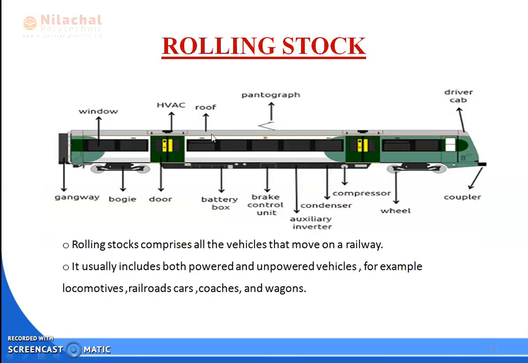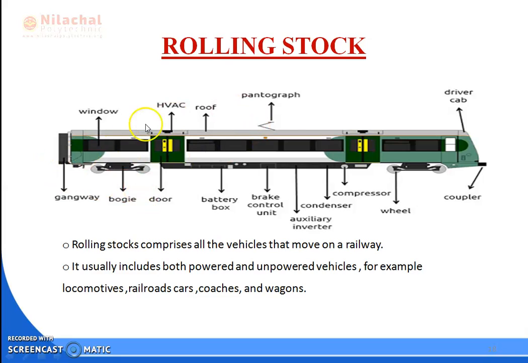So next slide, rolling stock. Okay, so this is the picture of rolling stock. Rolling stock means what? The rolling stock comprises all the vehicles that move on a railway. So rolling stock means locomotives, carriages, wagons or other vehicles which are used on a railway. The term rolling stock in the rail transport industry refers to railway vehicles, including both powered and unpowered vehicles.